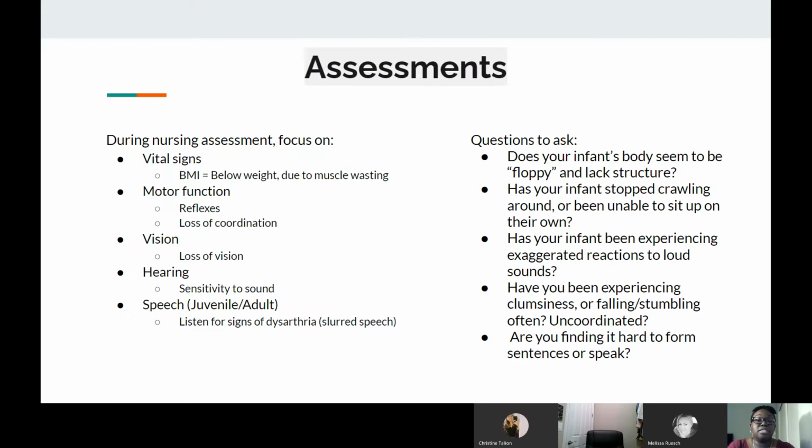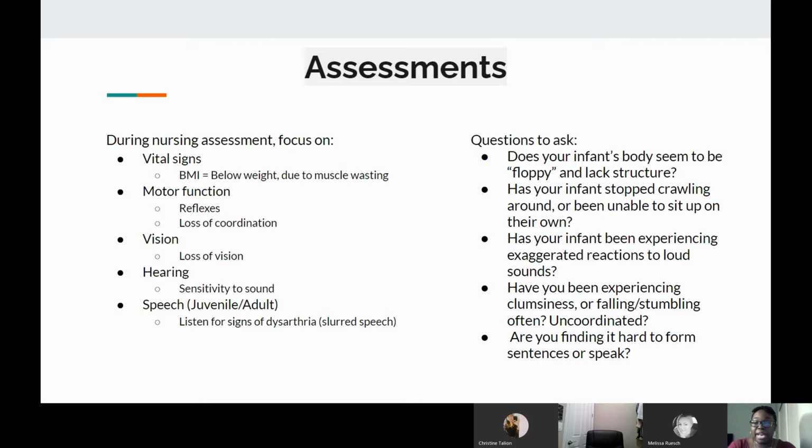So for our assessments, we would want to focus on vital signs because of the weight of the patient. If they're below weight, we know that that might be due to muscle wasting. Also, we want to test their reflexes, and check if they are experiencing loss of coordination, or if they're having problems with vision, hearing, and speech.